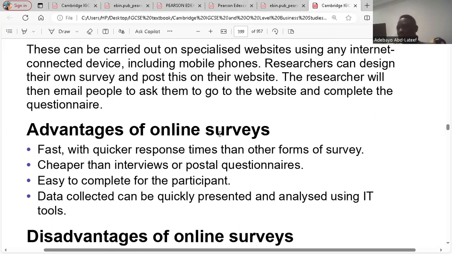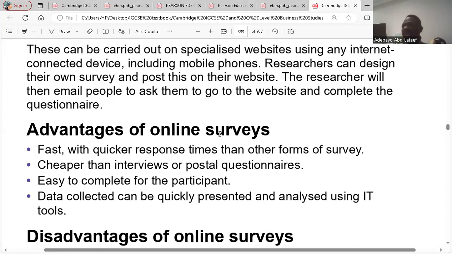So whoever is participating, the information is clear. You just have to say yes, or fill out certain forms, and that's all. So it's clearer. Data collected can be quickly presented and analyzed using IT tools. As soon as you submit, it starts counting. You can easily figure it out because it's computerized. Quantitative information can be easily derived. Do you get what I'm saying there?